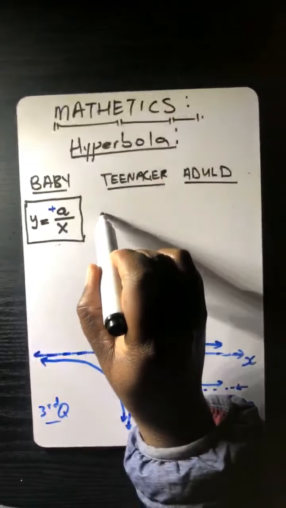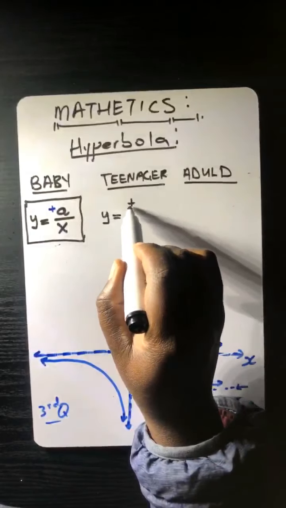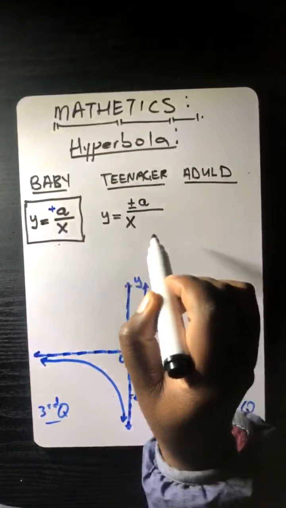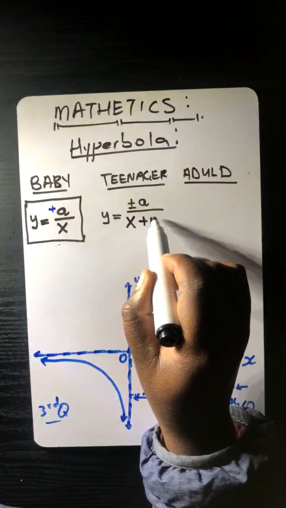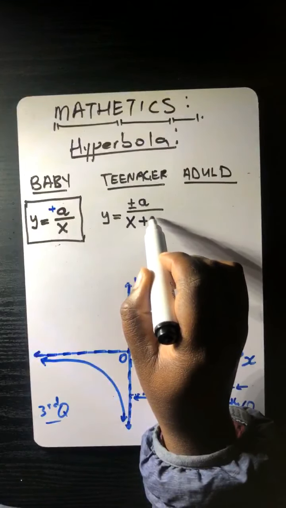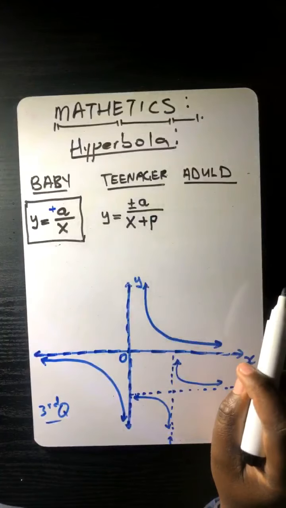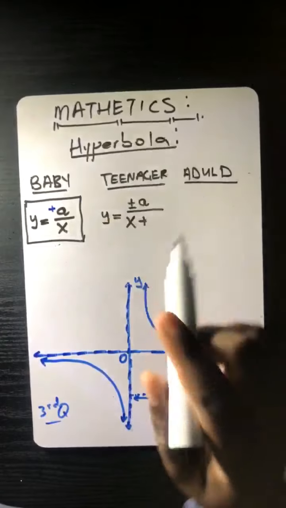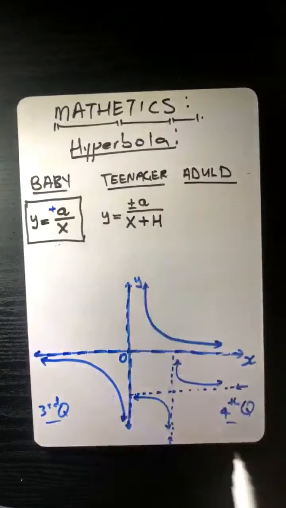So now let's have a look at this at a teenage stage. The formula at a teenage stage: remember, we said the A value can either be a positive or a negative value. But now there we have x plus P. The reason why I paused over there is that I wanted to make it easy to explain. Instead of using P, let me use H. I'll let you know why I used H.